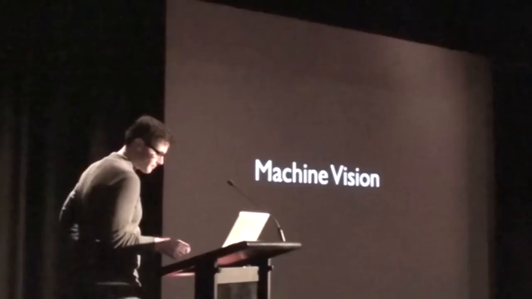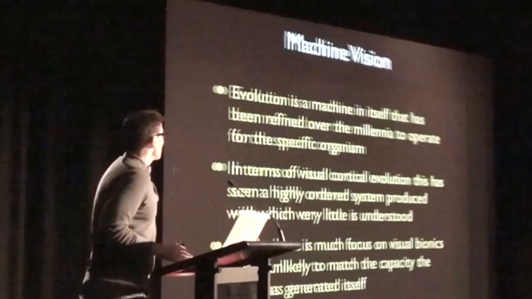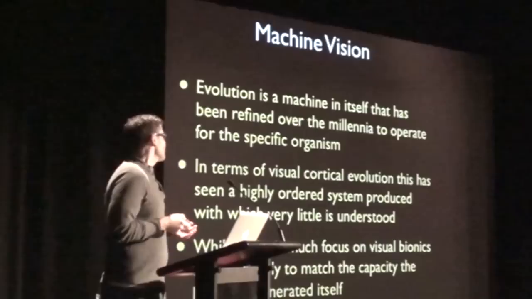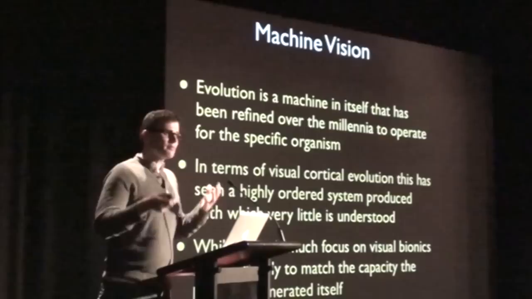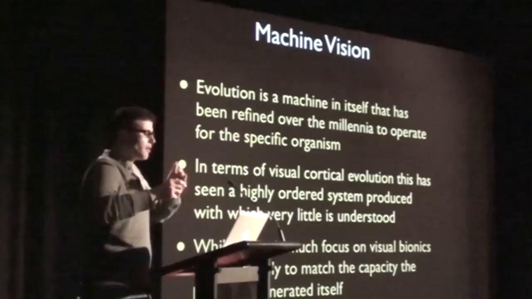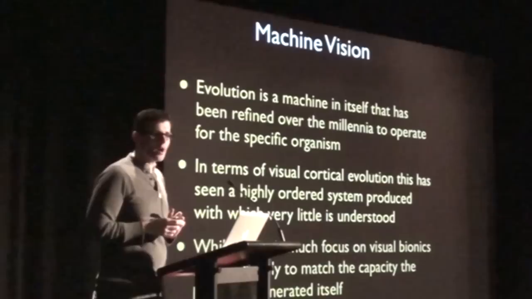So let's think about machine vision in the last few moments. My first take on this is that evolution, I think we forget, is a machine in itself. It has been refined over millennia to operate specifically for our organism and whatever organism. We talk about the fact that we've evolved from previous species, which is true, but there's been a lot of divergence in that pathway as well. So do we really understand those concepts?